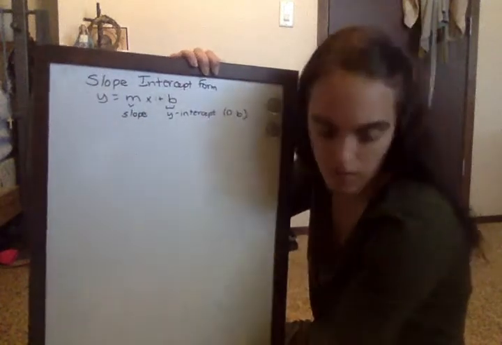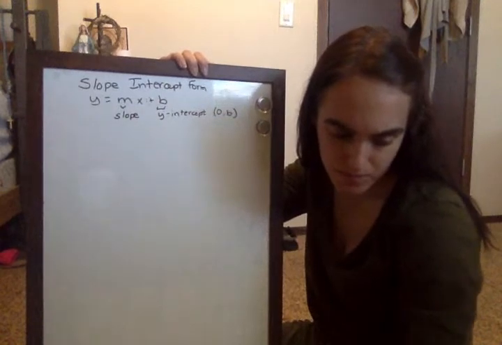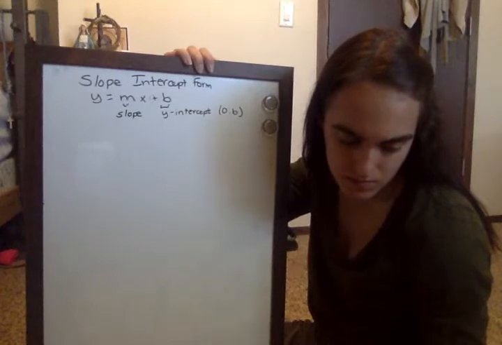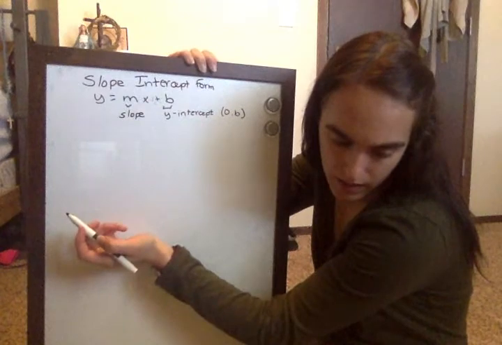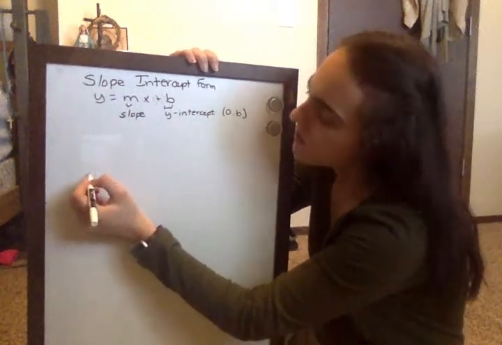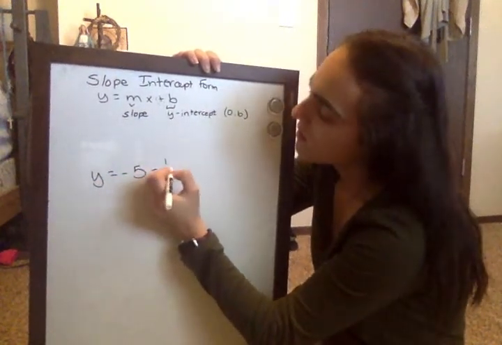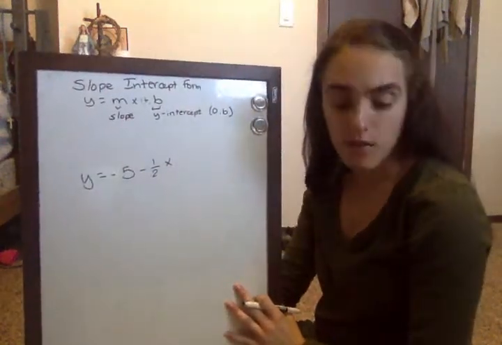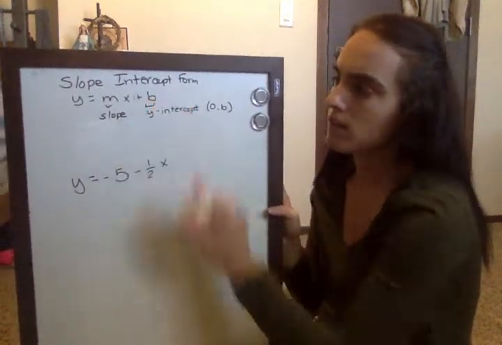Let's look at one more. This one. What does it read? Y equals negative 5 minus 1/2 x. Now we're close. We are so close. But this equation does not look like this.